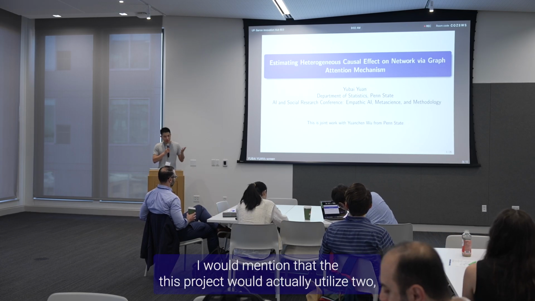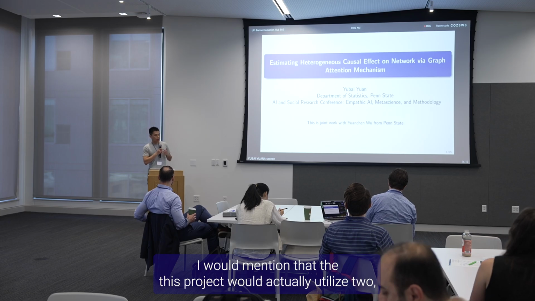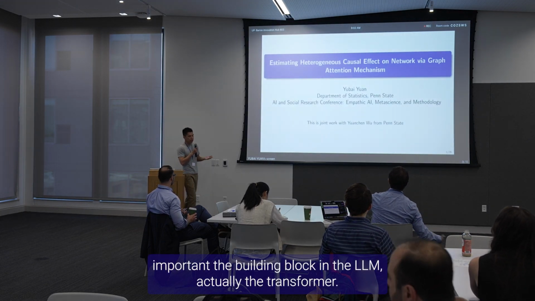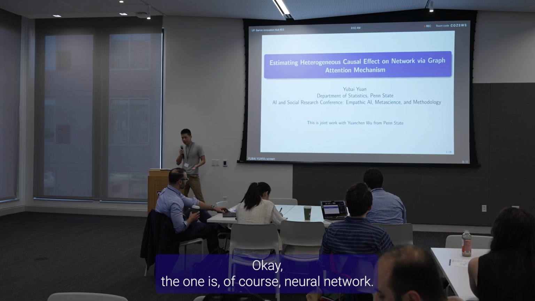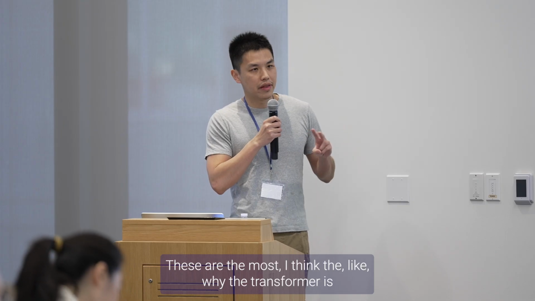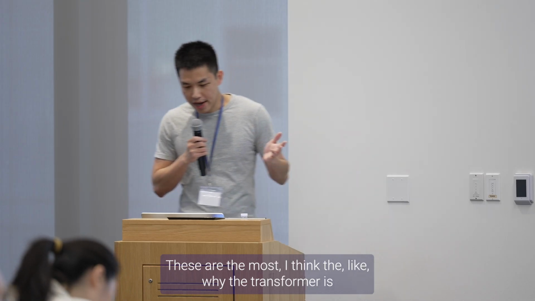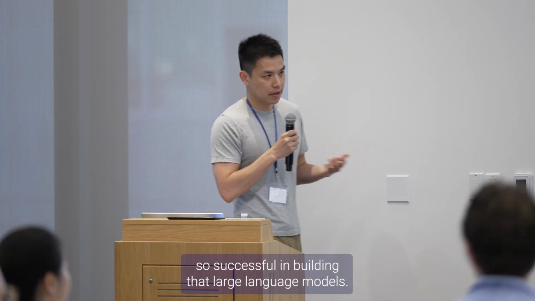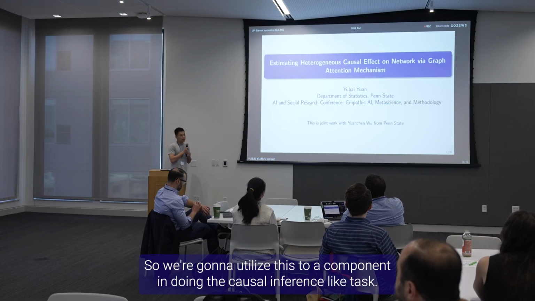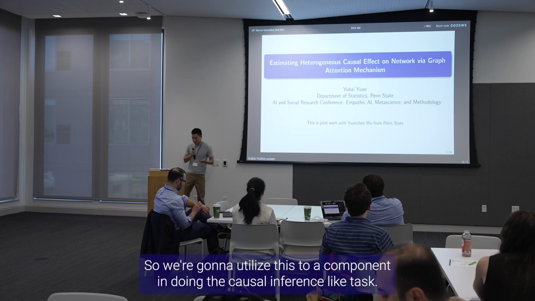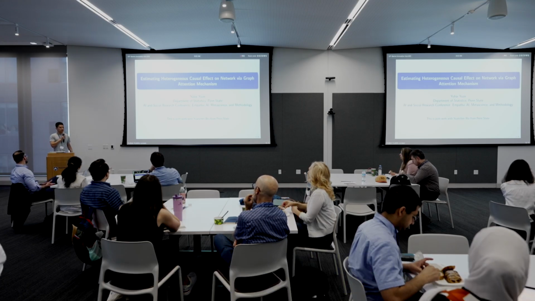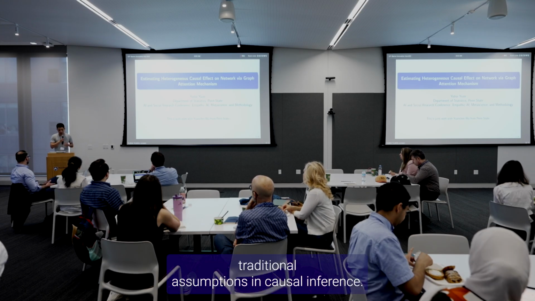But I would mention that this project would actually utilize two important building blocks in the LLM, actually the transformer. One is of course the neural network, the other is the so-called attention mechanism. These are, I think, why the transformer is so successful in building large language models. So we're going to utilize these as a component in doing the causal inference task. The fundamental goal is to try to weaken some traditional assumptions in causal inference.